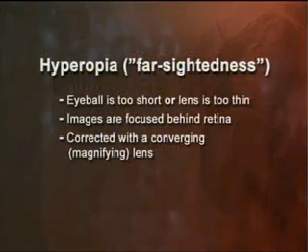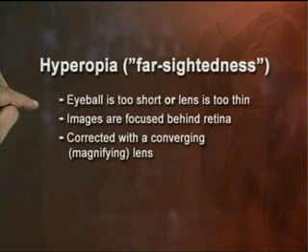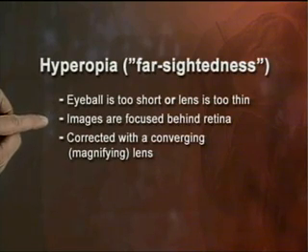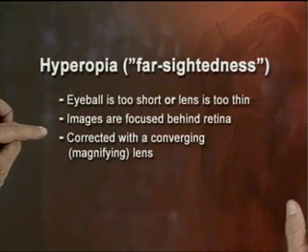All right, let's review some of the things that we've just said. Let's go to a graphic here that summarizes hyperopia, farsightedness. Either the eyeball is too short or the lens is too thin, and the light rays are not getting bent enough. Anyway, the bottom line is we're getting a focal point that's behind the retina, and we want that focal point to be right on the retina. And we're going to correct this with a converging or magnifying lens, one that is thicker in the center and thinner on the edges.